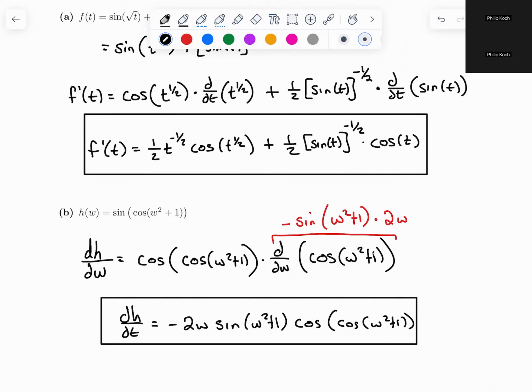It just looks more systematic when you do the derivative of the outside first, because it's like f prime of g of x times g prime of x. It looks better that way, I guess.